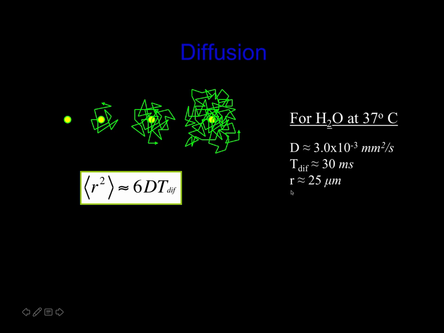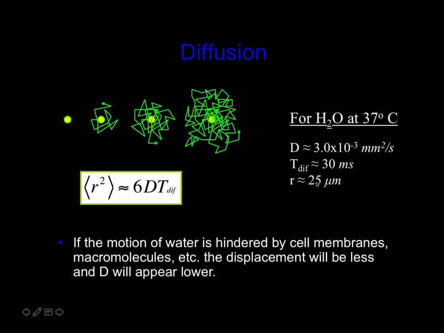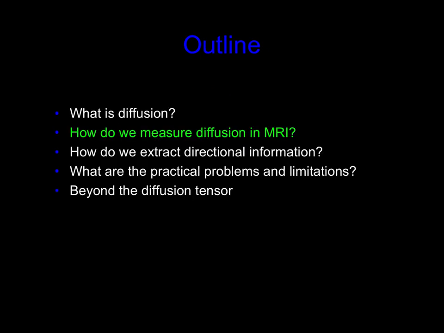So for those who are neuroscience based, you'll know that this is at the length scale of cells and axons and whatnot in the brain. So this is for free water, which will have moved about 25 microns. And if the motion of water is hindered or restricted by cell membranes and the myelin sheaths of axons, macromolecules, etc., then the displacement will be less than that of the free water, and so the diffusion coefficient we measure will appear lower.